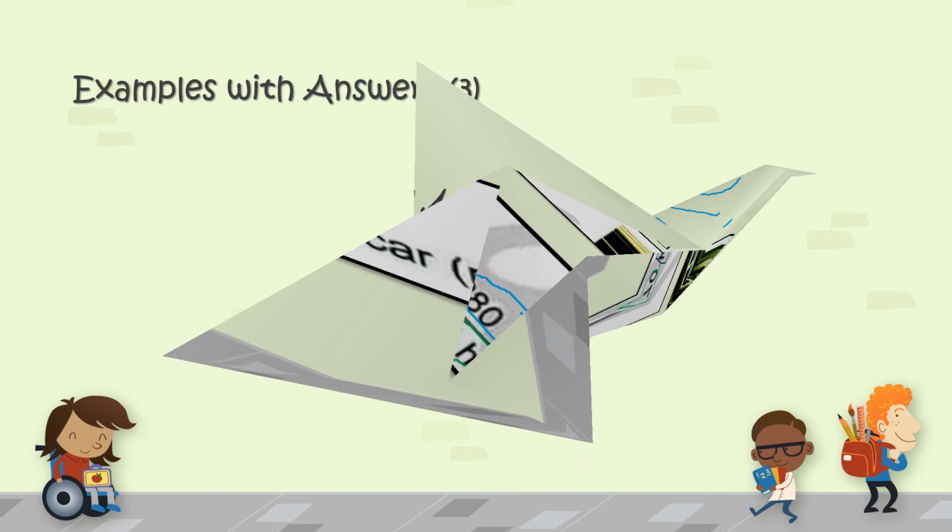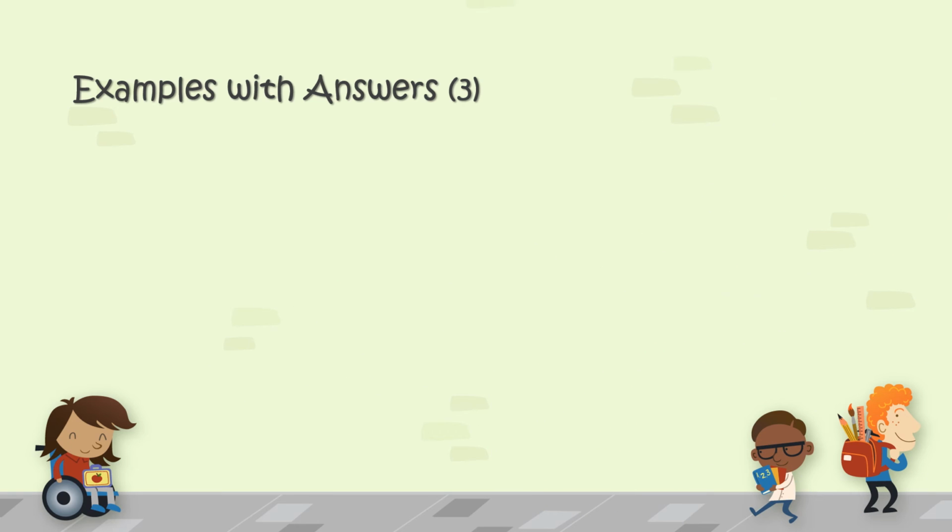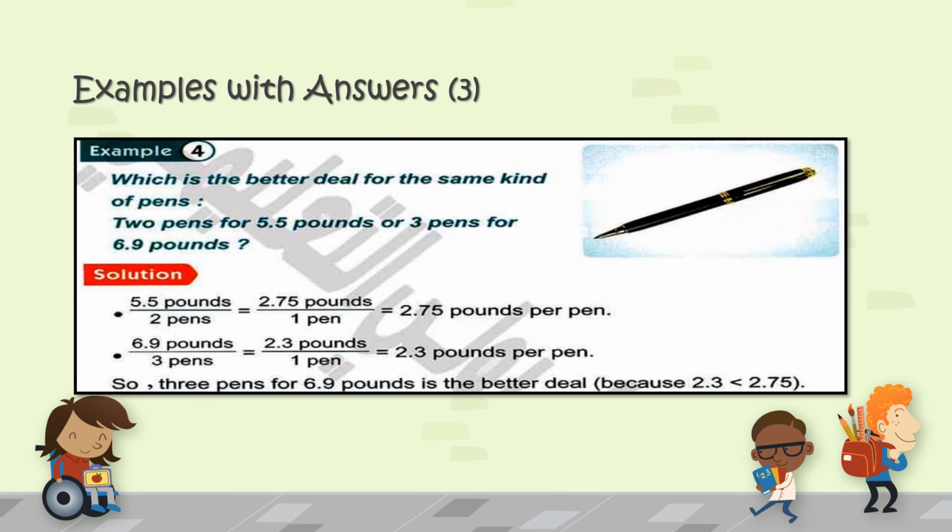Example with answers number 3. So this is our last example for today. This example says, which is the better deal? The better deal of the same kind of pen. So I went to the store, and I'm going to buy pens from the big type, and the store has a deal for me. So the first deal says you can buy 2 pens for 5.5 pounds, or you can buy 3 pens for 6.9 pounds. And pounds here, guys, because some of you don't know what pounds is.